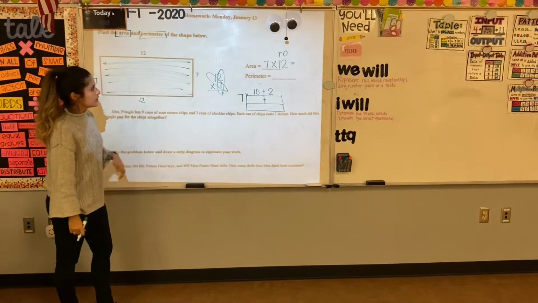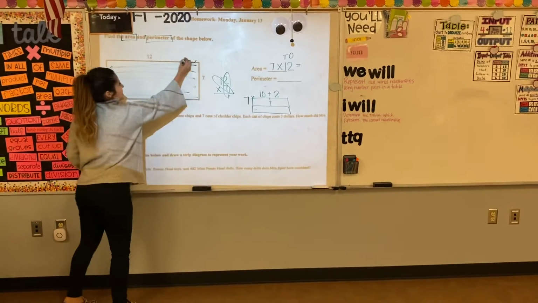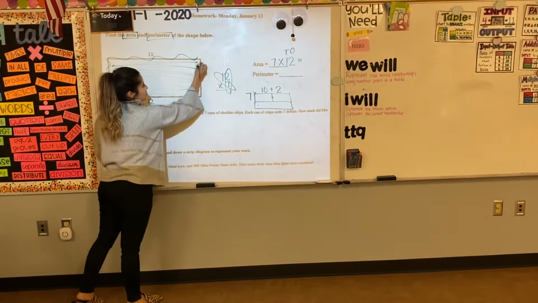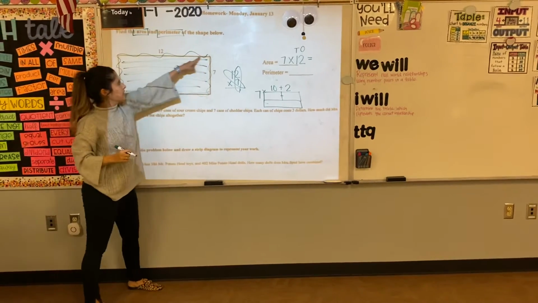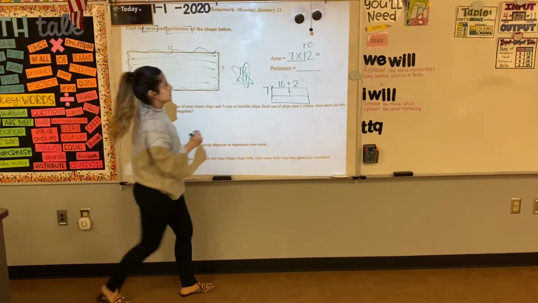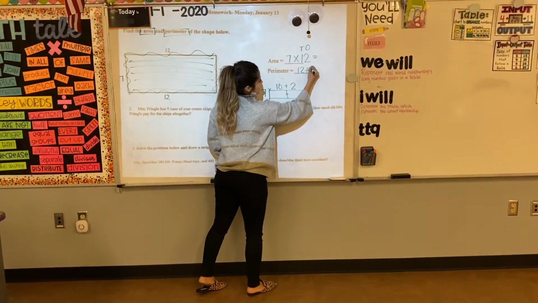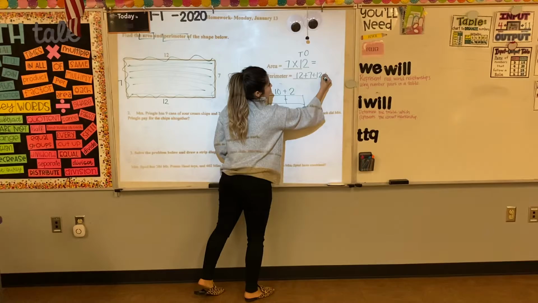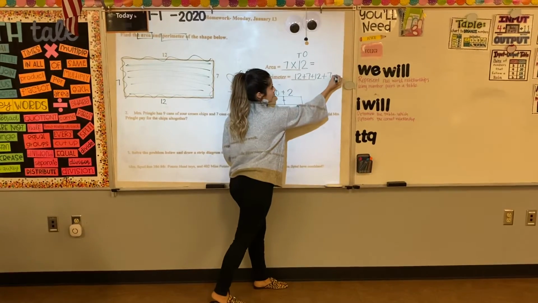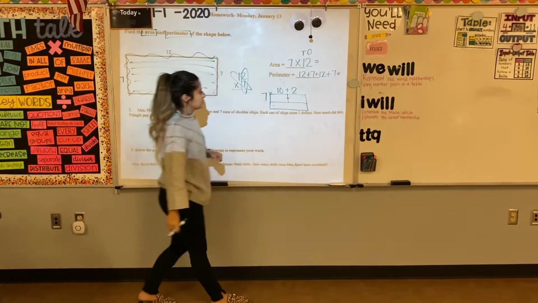Now the perimeter is the distance around a figure going along the outside. So to find the perimeter, it's the rim, it's the outside, we add all sides. So we add 12 plus 7 plus 12 plus 7. And they can add 2 at a time and keep adding until they've added all 4 sides.